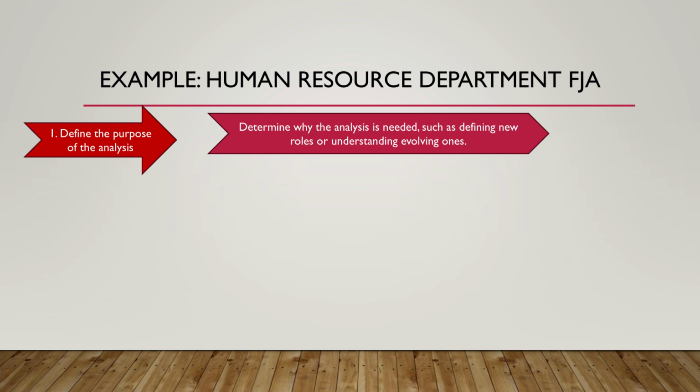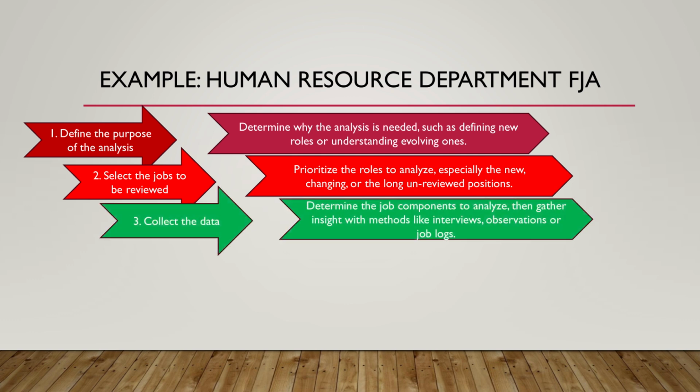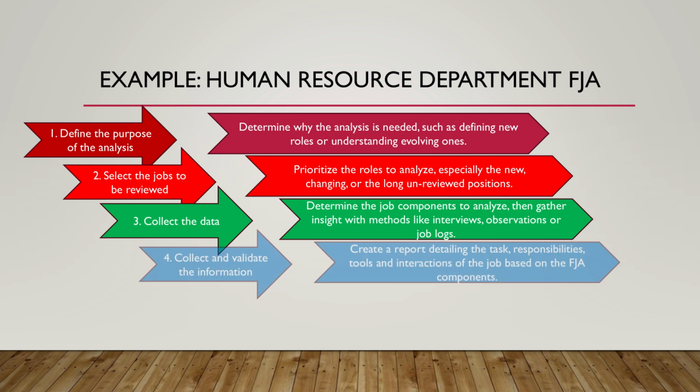The following 2 slides illustrate a functional job analysis process undertaken by our Human Resource Department. Step 1 of the process is to define the purpose of the analysis. Determine why the analysis is needed, such as defining new roles or understanding evolving ones. Step 2 of the process is to select the jobs to be reviewed. Prioritize the roles to analyze, especially the new, changing, or the long unreviewed positions. Step 3 of the process is to collect the data. Determine the job components to analyze, then gather insight with methods like interviews, observations, or job logs.